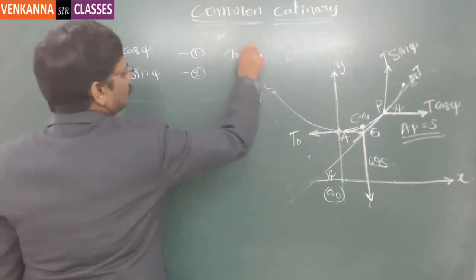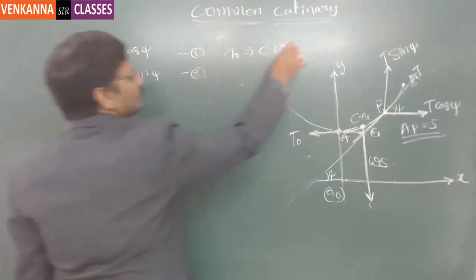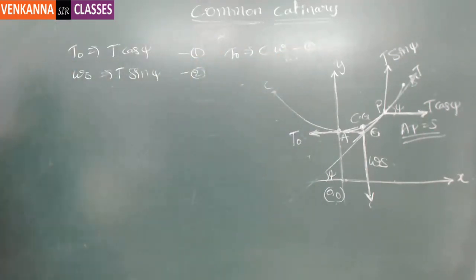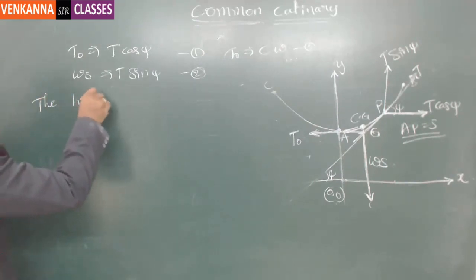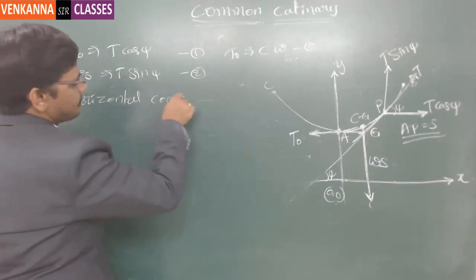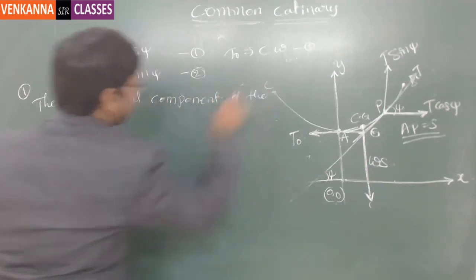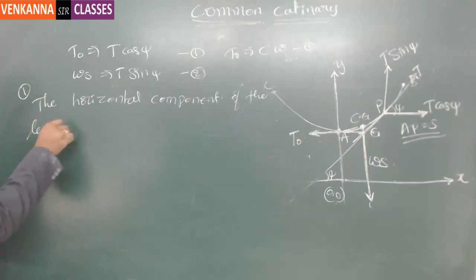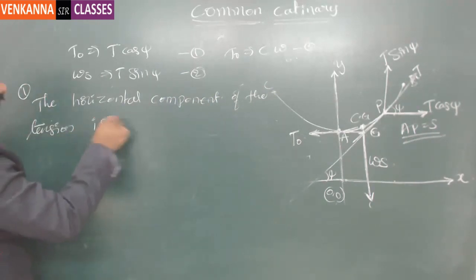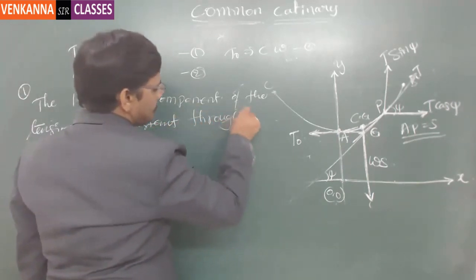So T naught is equal to C times W. Now if I call this equation number 1, this 2 and this 3, there are different conclusions we can make. One conclusion is that the horizontal component of the tension is always constant throughout the string.